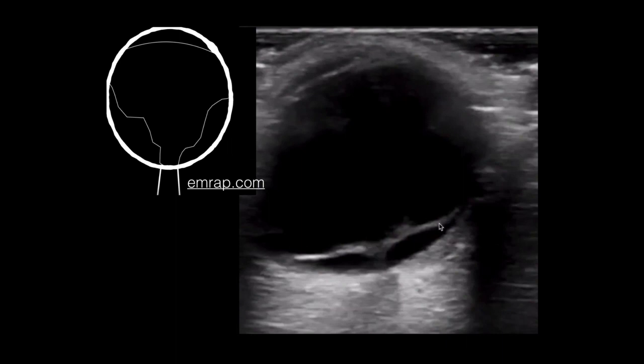Again, a cartoon picture, but you see almost like this seagull sign here. It's a cartoon here from EM Wrap, showing how that would look. It never looks pretty different from a vitreous detachment.